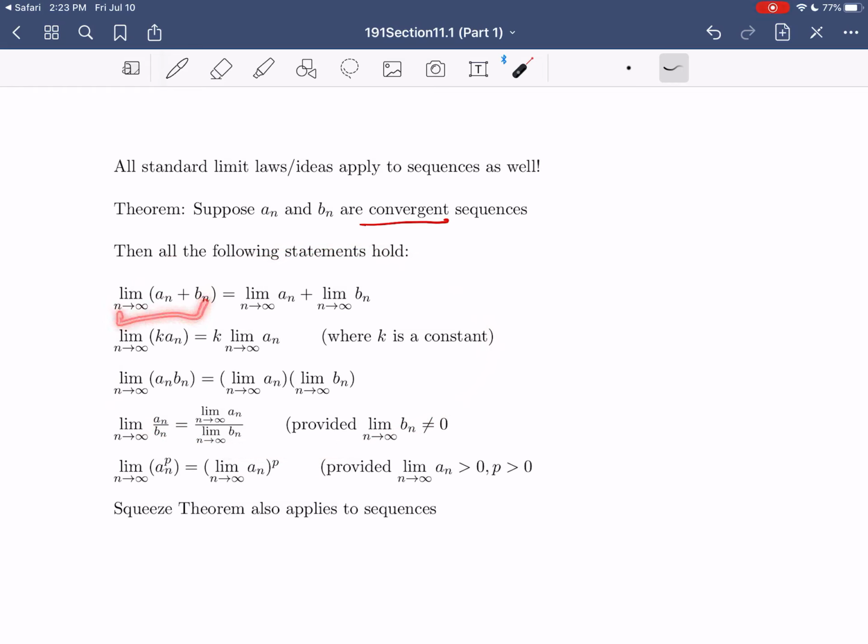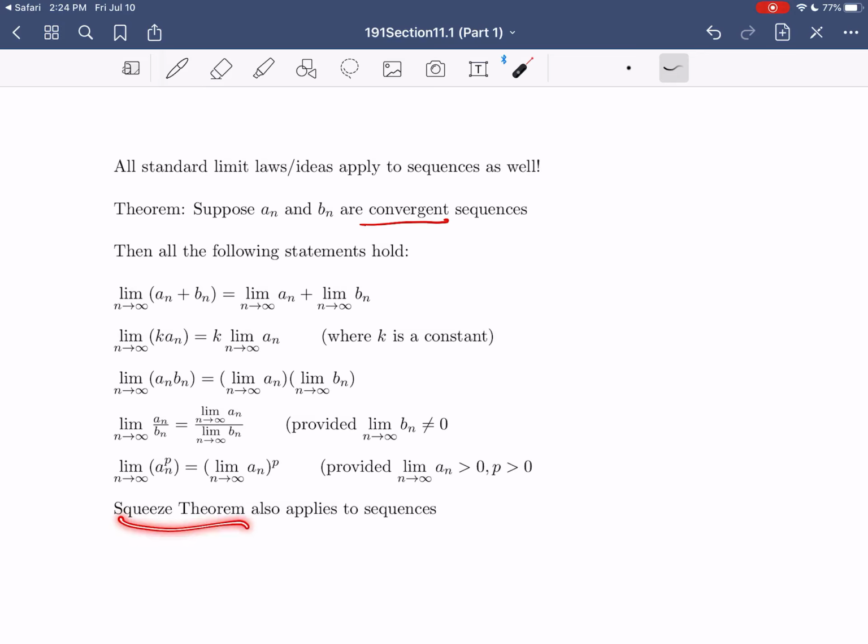The limit of a sum is the same as the sum of the limits. The limit of a constant times the sequence is the constant times the limit of the sequence. In other words, you can factor constants out of a limit. The limit of a product of sequences is the product of the limits of the sequences. The limit of the quotient of two sequences is the quotient of the limits, provided that the bottom limit isn't headed to 0. And the limit of a sequence to an exponent is that exponent applied to the limit of the sequence, provided that the limit of the sequence is positive and the power is positive. You have these restrictions because otherwise you could end up with a square root of a negative number, which is just not well defined.